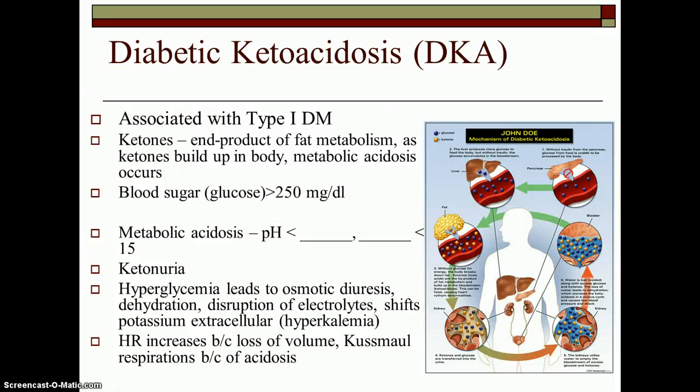The hyperglycemia is going to lead to osmotic diuresis again, which will lead to severe dehydration and shift their electrolytes. They're going to end up with hyperkalemia because that potassium is going to leave the cells and enter the extracellular fluid, which can lead to cardiac complications.